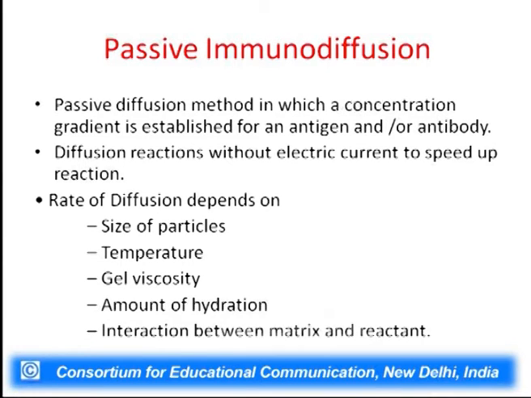So the size of the particle we want to diffuse will be based on the concentration of the gel. It depends on the temperature. It also depends on the viscosity of the gel. It depends on the hydration of the gel. And also, it will depend on the reaction of the matrix with the reactant. So, based on these diffusion techniques, they have devised a set of experiments which are based on immunodiffusion. They are the radial immunodiffusion, single or double diffusion. Double diffusion is called Ouchterlony.